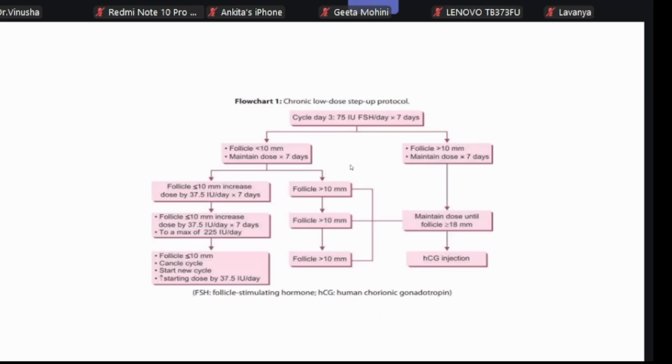So this is the chronic low dose step-up protocol. We can use this protocol in PCOS patients. In this protocol, what we do is we start with a low dose, 37.5 or 75 international units, and based on the size of the follicles, we increase the dose. So on day 4 or day 5, when we do the scan, if all follicles are less than 10 mm, we increase the dose by 37.5. Like that, we increase the dose. This can be done in PCOS patients to prevent hyperstimulation. But routinely we are not doing this chronic low dose step up, but we monitor in a close manner in PCOS patients to prevent hyper-response.